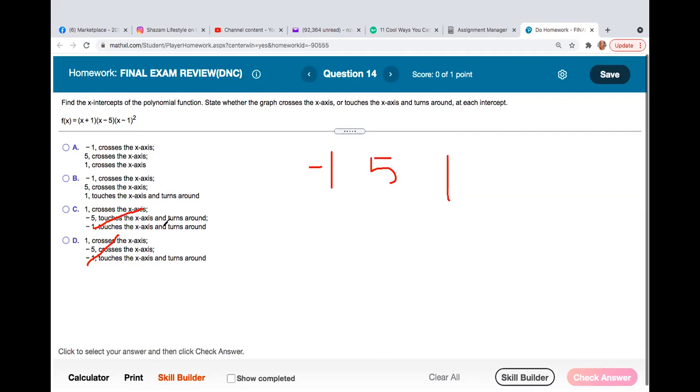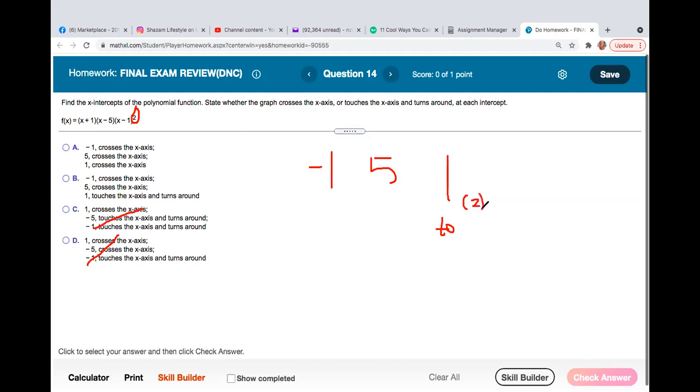And then the next part of this is to determine whether or not the graph is going to cross or touch at each one of these zeros, at each one of these x-intercepts. So now you need to check the multiplicity. The multiplicity is the power on the factor that leads to the 0, guys. And the only one we really have to worry about is this one right here, okay? The power on this one is 2, which led to the 0 right here. So that one right here is going to touch on the x-axis because the multiplicity for this one is 2.